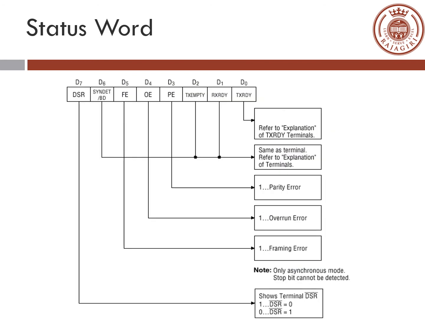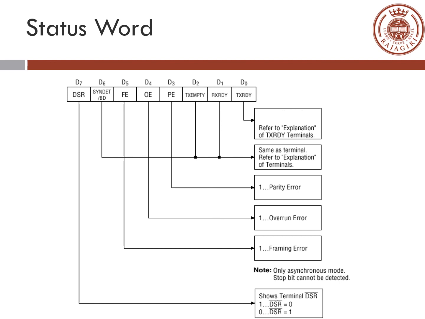This slide shows the format for the 8-bit status word. The bits go from D0 to D7. The lowermost bit D0 shows TX ready, which is the same as the value of the TX ready pin, and RX ready is the one that follows it, which is also the same as the value of the RX ready pin. TXE or TXMT shows the same value as the TXE pin.